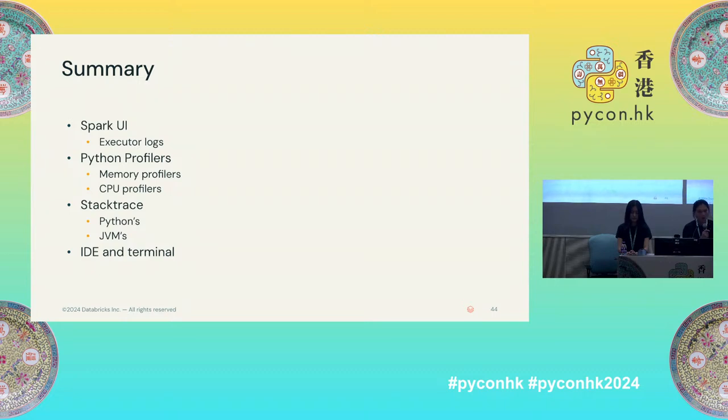Third, we talked about the stack trace. There are two stack traces: first is the JVM, and the other is the Python process stack trace. They are hidden by default, so it will show only the user-caused exception by default. But if you're interested, there are two configurations to turn on those stack traces, and then you can debug further. Last, I talked about the IDE and how to set up the remote debugger.